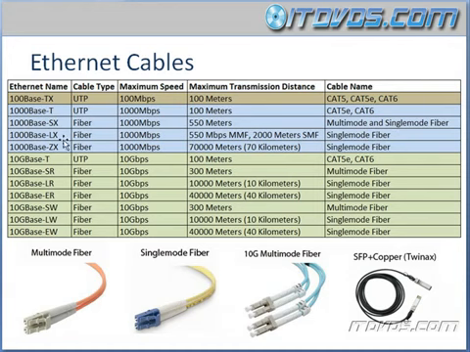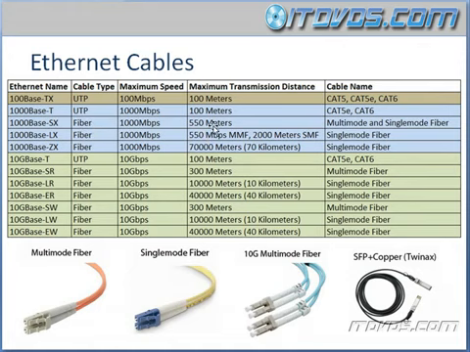Then we've got 1000 base LX, which is also fiber, 1000 megabits per second. 550 meters for multi-mode fiber, or 2000 meters if we're using single mode fiber. So normally we're going to be using single mode fiber here if we're using 1000 base LX. And we can think of the S as being short and L as being long, so kind of an easy way to remember the distances for fiber.